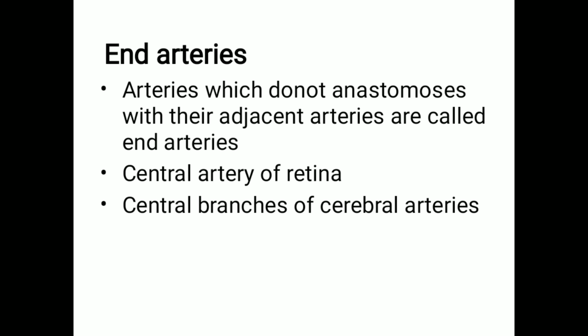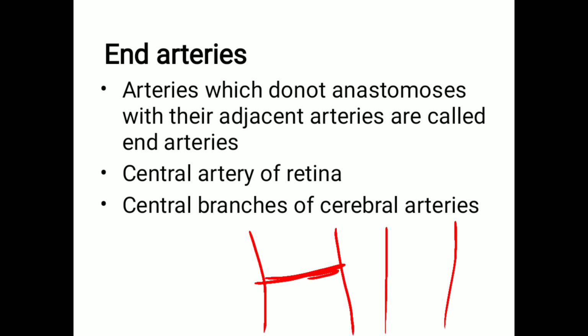Okay, next. What do you mean by end arteries? You have seen that there are anastomoses. If this is one artery and this is another artery, they form an anastomosis. But in some regions you don't see an anastomosis between two arteries, and they are called end arteries. Arteries which do not anastomose with their adjacent arteries are called end arteries.